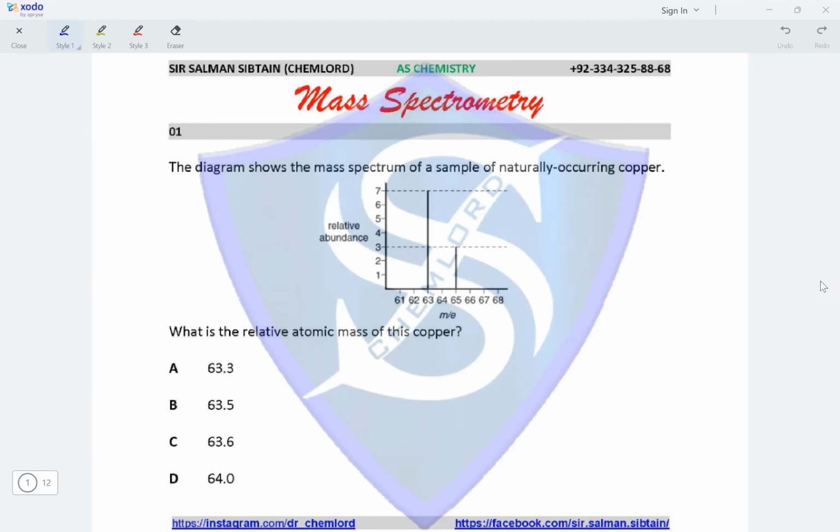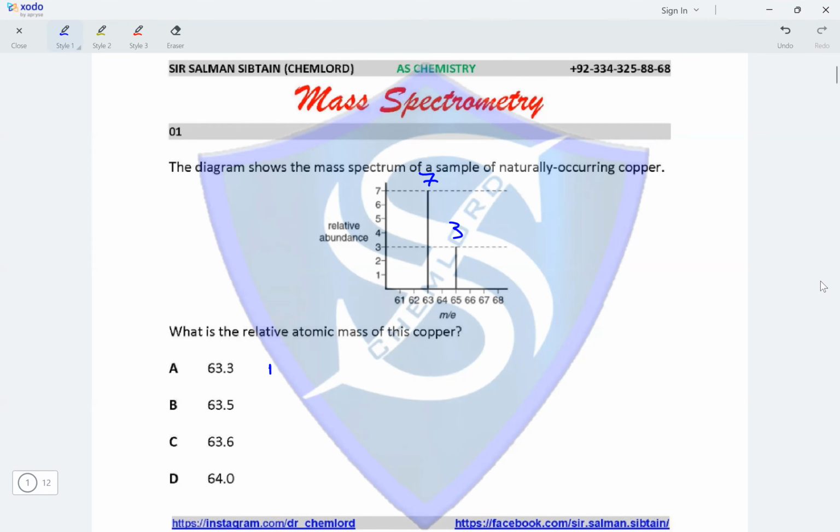Question 1. The diagram shows the mass spectrum of a sample of naturally occurring copper. What is the relative atomic mass of this copper? According to the mass spectrum given, we have two isotopes of copper present. The one having a mass of 63 has a relative abundance of 7, and the one having a mass of 65 has a relative abundance of 3.